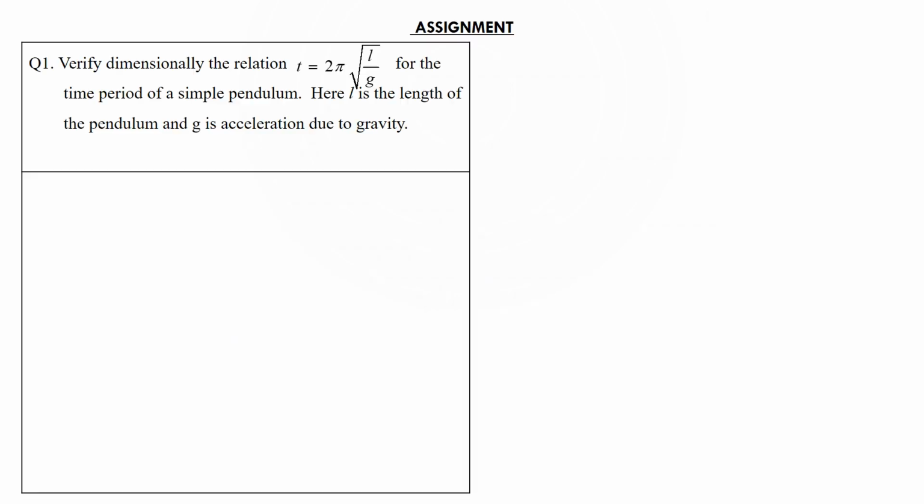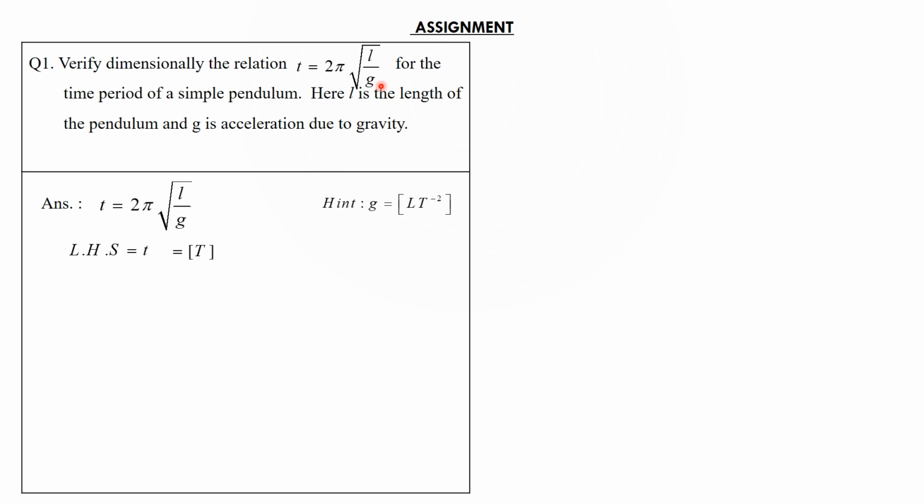So let's start. Question number 1. Verify dimensionally whether this equation is correct or not, where T is time period, 2 pi is a number, L is length, G is acceleration due to gravity. So this is the equation. The dimensions of G are LT minus 2, that's the hint for you.